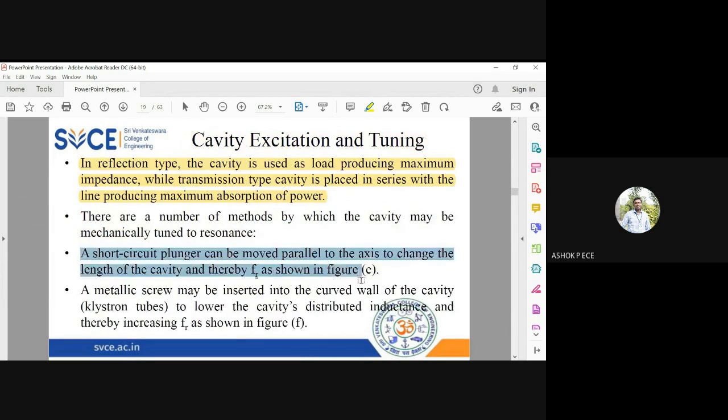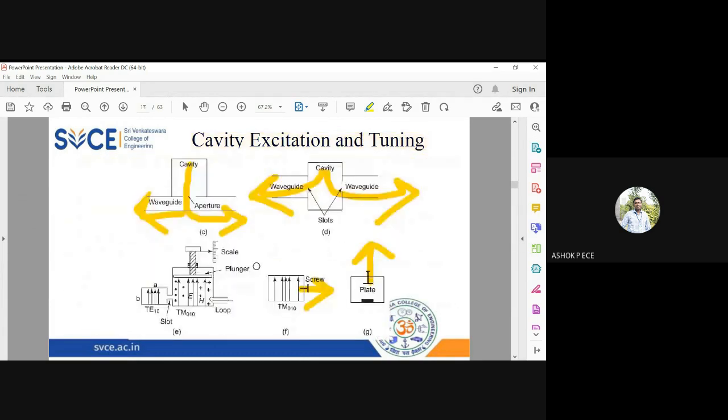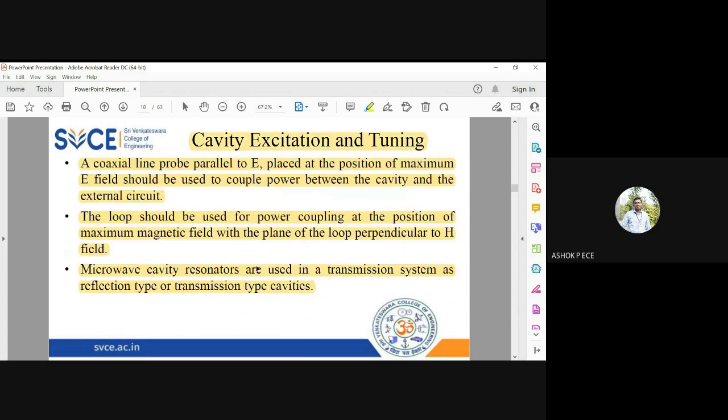A short circuit plunger is shown in figure E. You can see here in figure E, you have a short circuit plunger. A plunger is a rotating rod which you push from the top into the cavity. Depending on the distance the plunger moves, the appropriate power will be coupled into the cavity. That is the short circuit plunger.